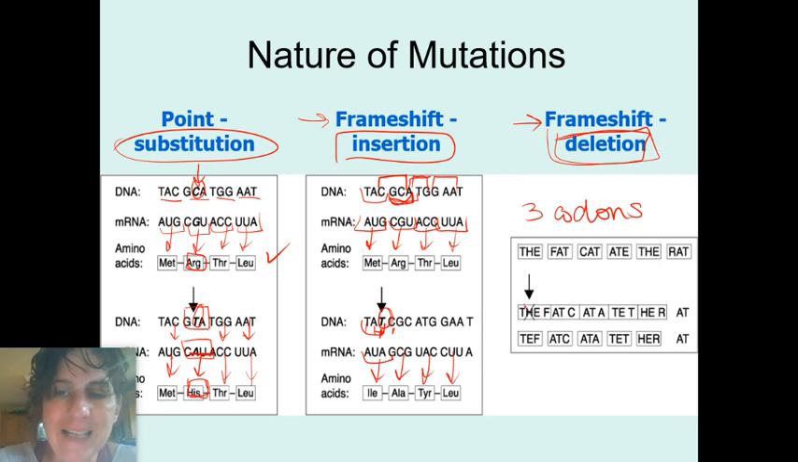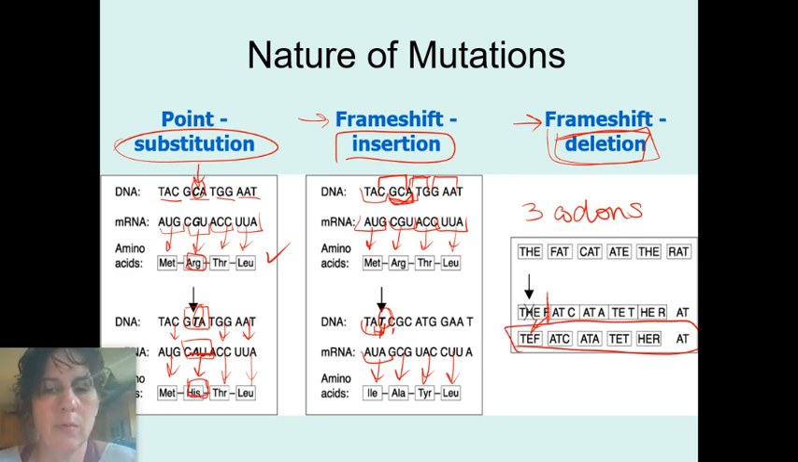But if I delete one letter, I still have to read in groups of three. It's not like I say TE and then I go on and everything else is the same, fat cat. No, I have to read in groups of three. So when I delete that H, the F gets attached to that codon and then down the line. So now I have, this is my sentence. And that is unreadable. That's what we call junk. And that's what you end up making is a junk protein.